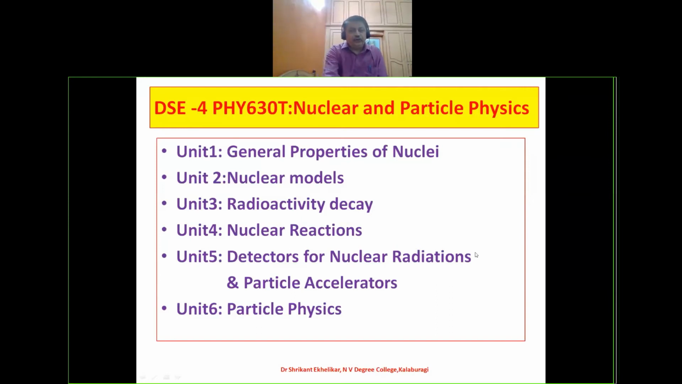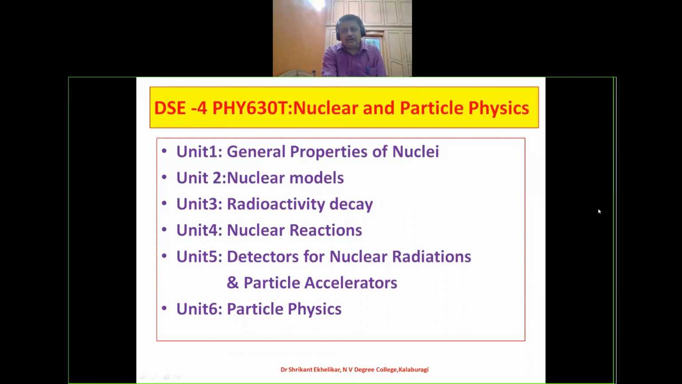And the fifth unit is very important. We will be studying the detection of nuclear radiations, the instruments used to detect the nuclear radiations, and along with that the particle accelerators: how the speed and energy of nuclear particles like alpha particles or beta particles can be increased. They are particle accelerators.